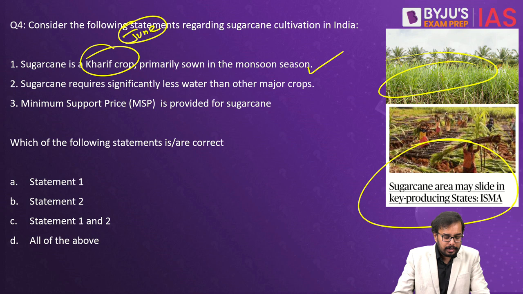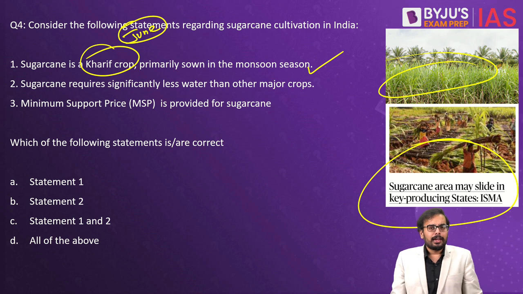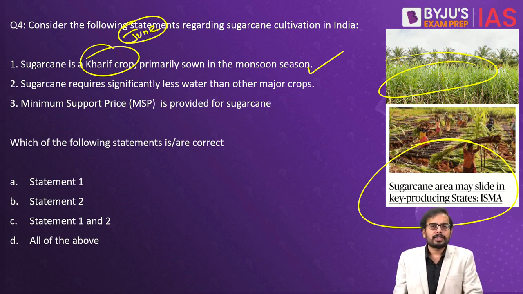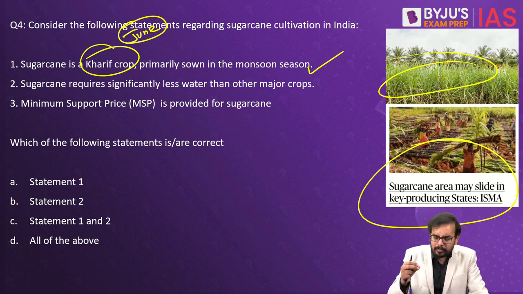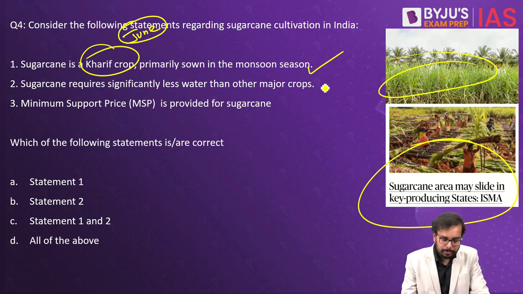Next, sugarcane requires significantly less water than the other major crops. Is it? Is sugarcane a less water intensive crop? No, sugarcane is one of the highly water intensive crops. Wherever you grow sugarcane, that region has major issues of groundwater depletion, because sugarcane is a highly water intensive crop. For example, if you take Punjab or the Vidarbha region, or Western UP, wherever sugarcane is grown, in those regions we have a lot of water depletion because sugarcane requires a lot of water. So this statement is wrong.